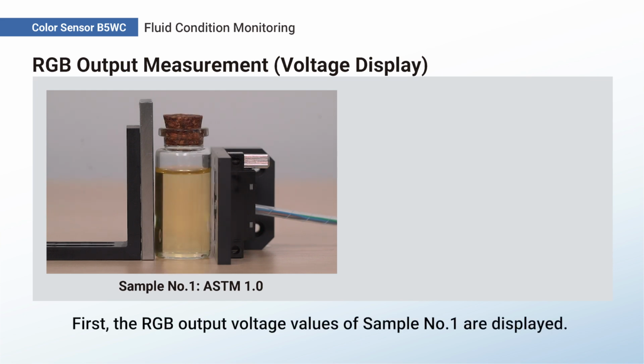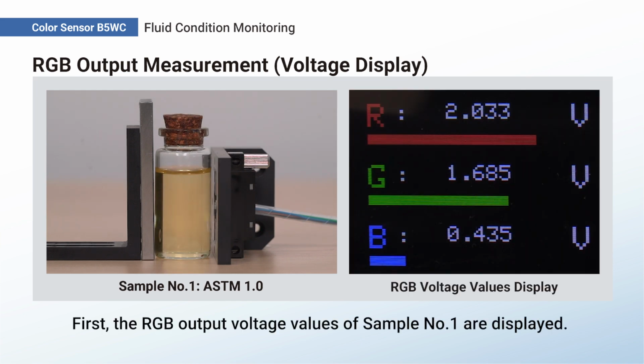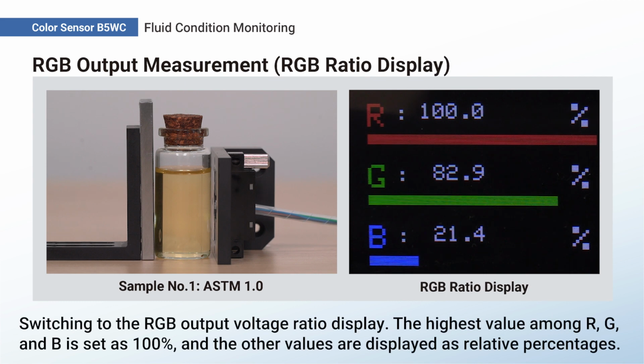First, the RGB output voltage values of sample number 1 are displayed. Switching to the RGB output ratio display, the highest value among R, G, and B is set at 100%, and the other values are displayed as relative percentages.